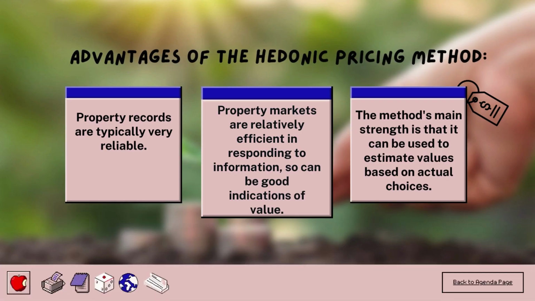Advantages of the hedonic pricing method. Firstly, the property records are typically very reliable. Secondly, property markets are relatively efficient in responding to information, so can be good indications of value. Lastly, the method's main strength is that it can be used to estimate values based on actual choices.